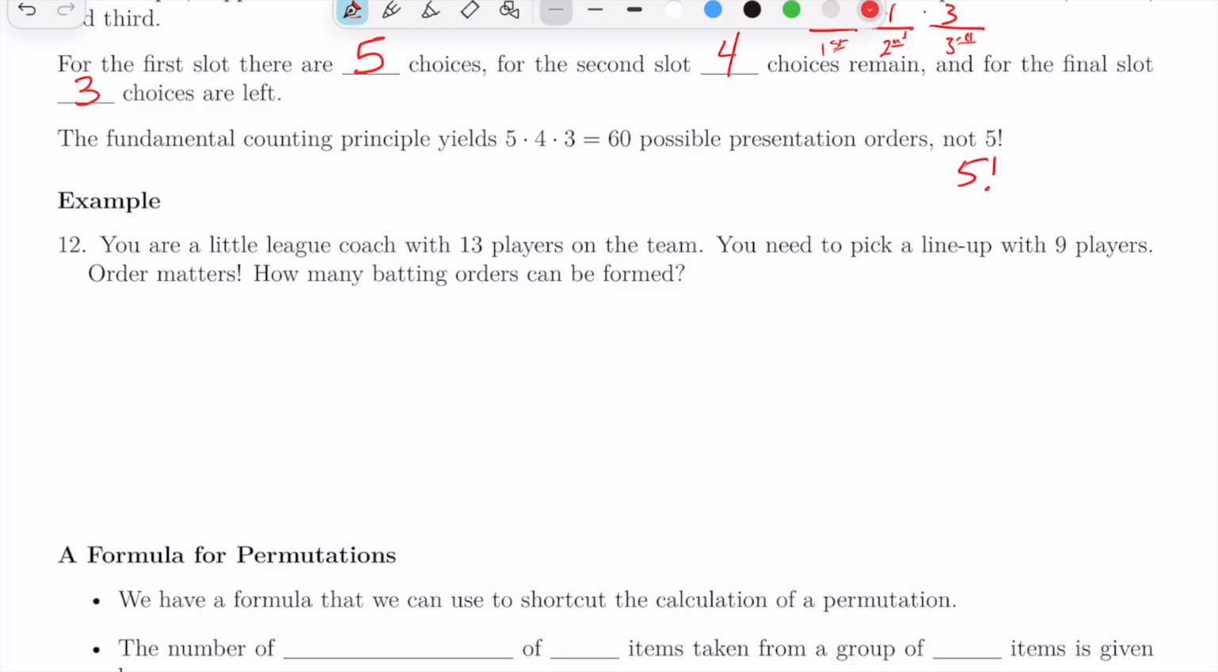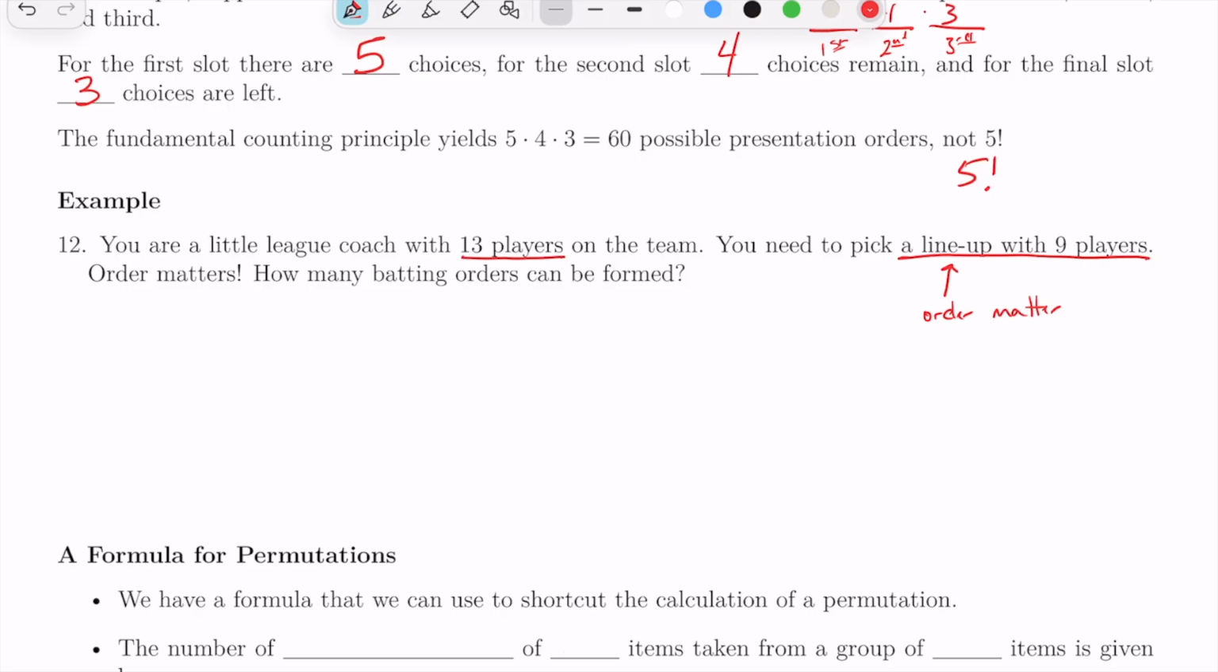Let's look at another example here with a few more players in this case. You're a Little League coach with 13 players on the team, and you need to pick a lineup of only 9 players. Well, in a lineup, order matters. That's another one of those words. You think about standing in a line, whether you're first in line or last in line or 12th in line, it matters. And if you don't think it matters, then just go to Disneyland. And if you feel like it doesn't matter if you're standing first in line there, then you are a better person than me. So where you stand in line, order matters.